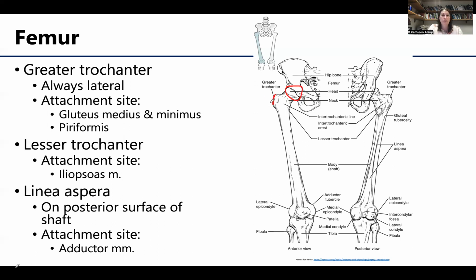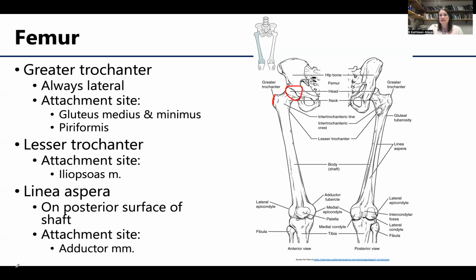So it could affect the bursa associated with the greater trochanter, but really the true attachment site is going to be the gluteus medius and minimus, as well as the piriformis muscle, and then some of those deeper muscles in the gluteal region.